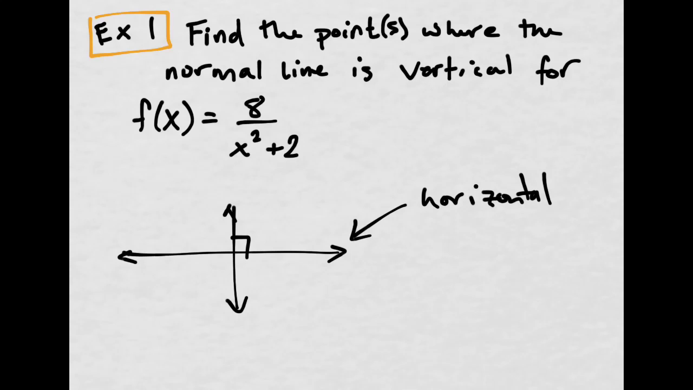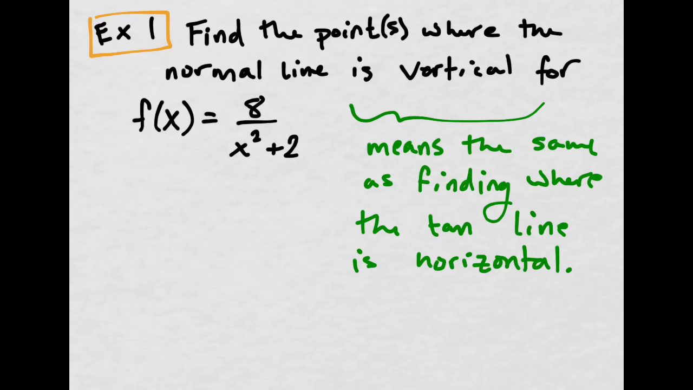Since the tangent line is horizontal, we know that would be a slope of 0. So it's asking, find the points where the normal line is vertical. That's the same thing as asking, find the points where the tangent line is horizontal. So that's what we're going to do. For what x values is the tangent line horizontal? Well, horizontal means it has a slope of 0.